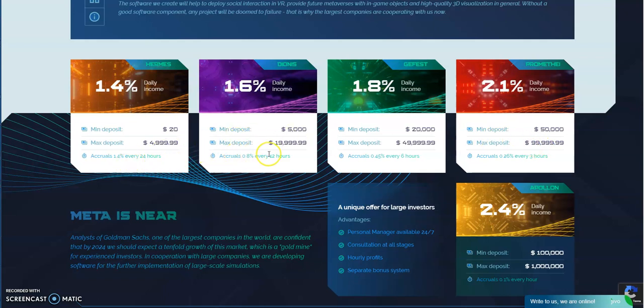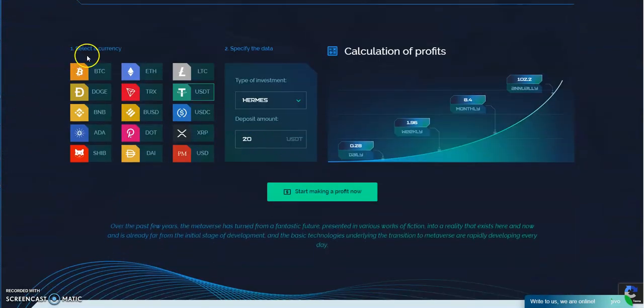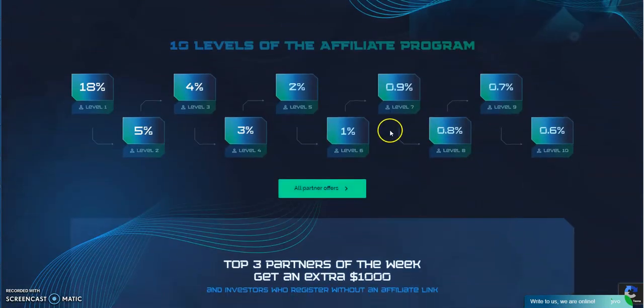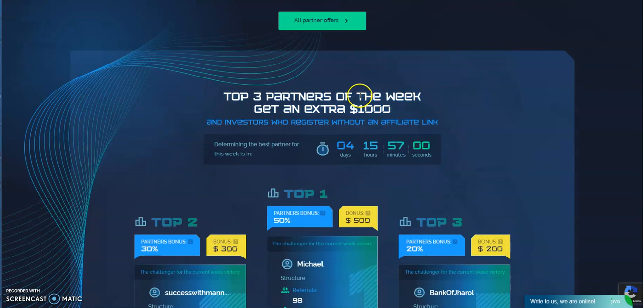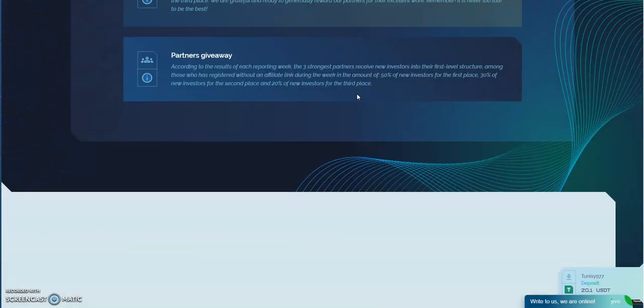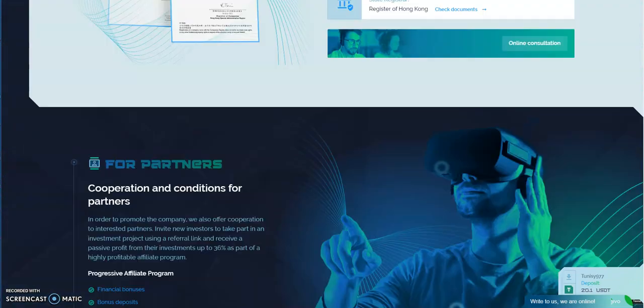It also depends on which plan you go into, which you accrue after a certain amount of time. You can see here 1.4% every 24 hours, while this one is only 0.8% every 12 hours. So it's uniquely different in how it earns, and there are all the various cryptos you could choose from to throw into this. And all the different levels of affiliate programs, huge. Pretty interesting stuff here.